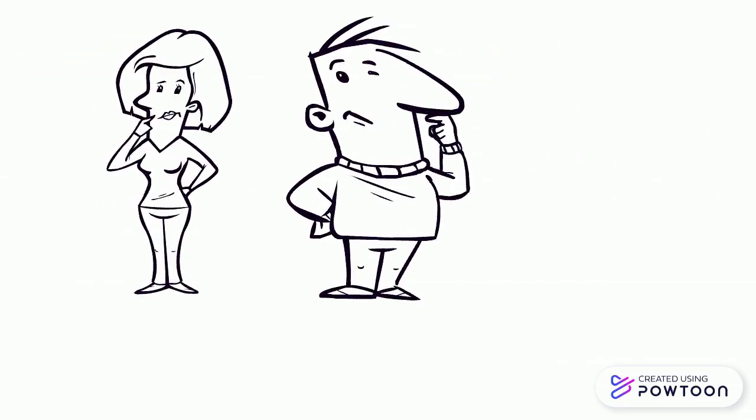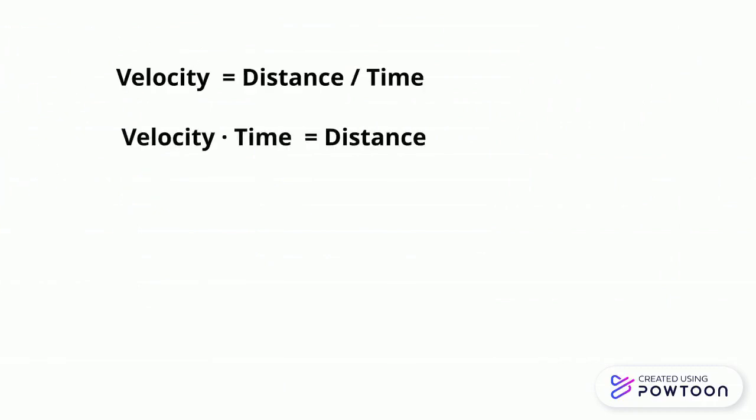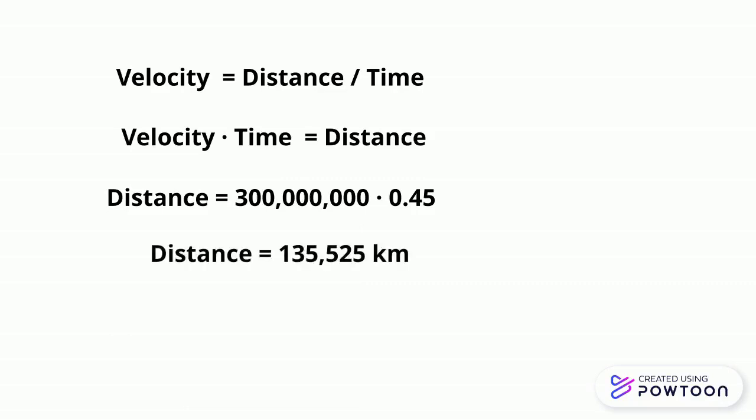Now in this time frame, how far can the ball travel horizontally? Using velocity equals distance over time and plugging in the speed of light and our time value from earlier, we can find that the ball travels 135,525 kilometers.